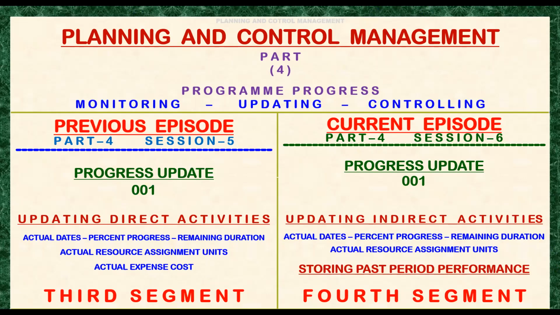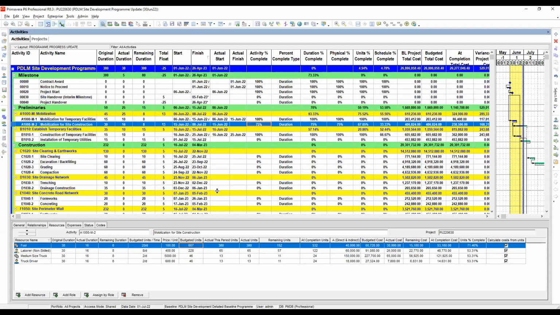Okay, let's update our indirect activities. Let's open our recent program in Primavera P6. Our first step here is to change the activity type of management and transportation into task dependent to be able to adjust manually the remaining durations and to update the activities' current percent complete to be equal to the current period percent complete.